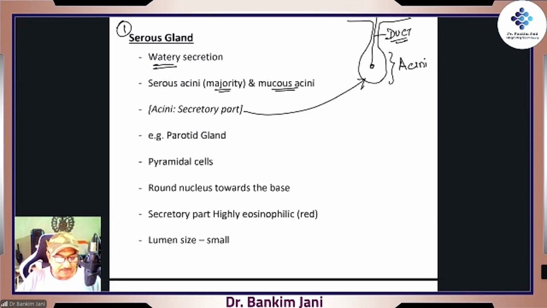So say for example, the parotid gland. Their secretion is watery. Saliva is watery. So this is for saliva. Pyramidal cells, you'll find that the cells are typically like this, pyramidal cells, with a round nucleus towards the base.